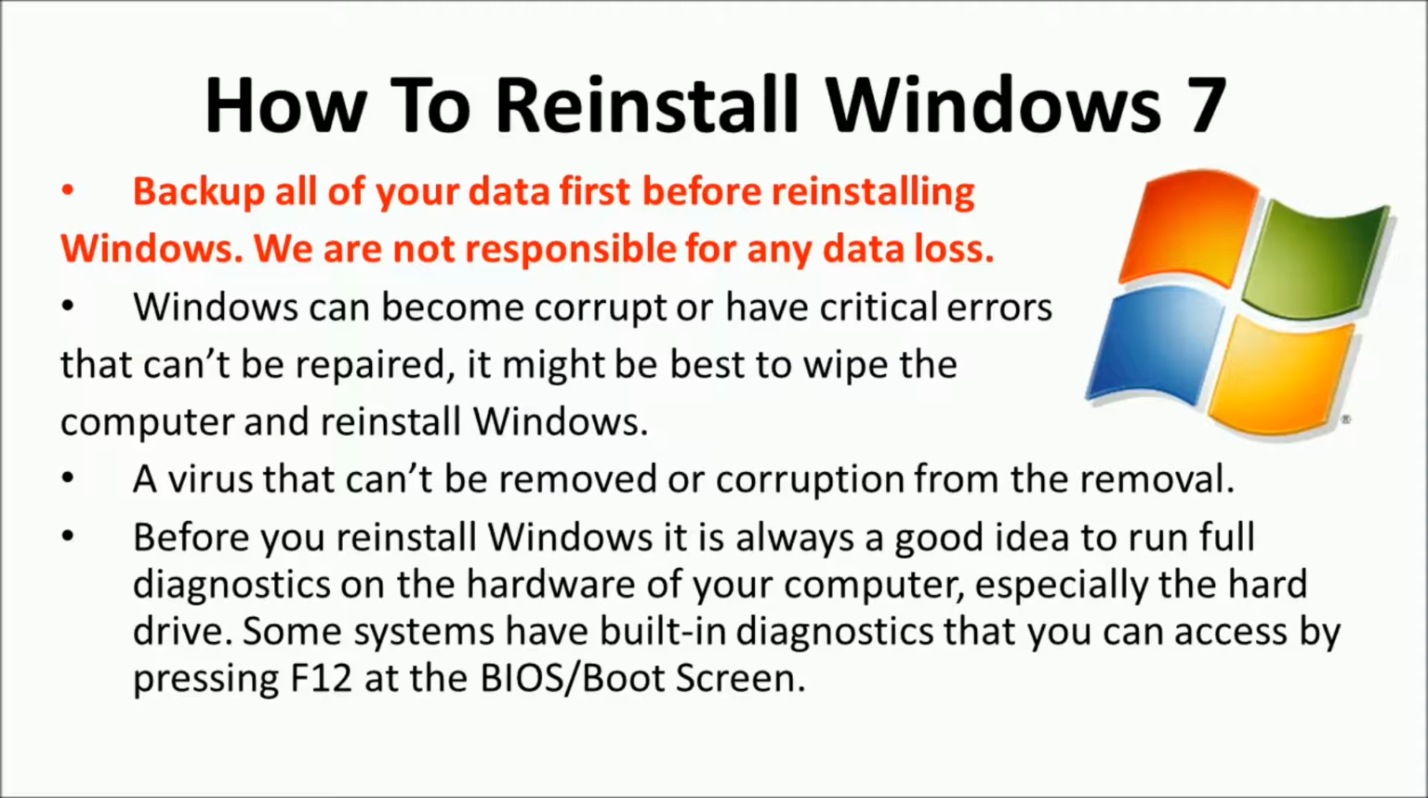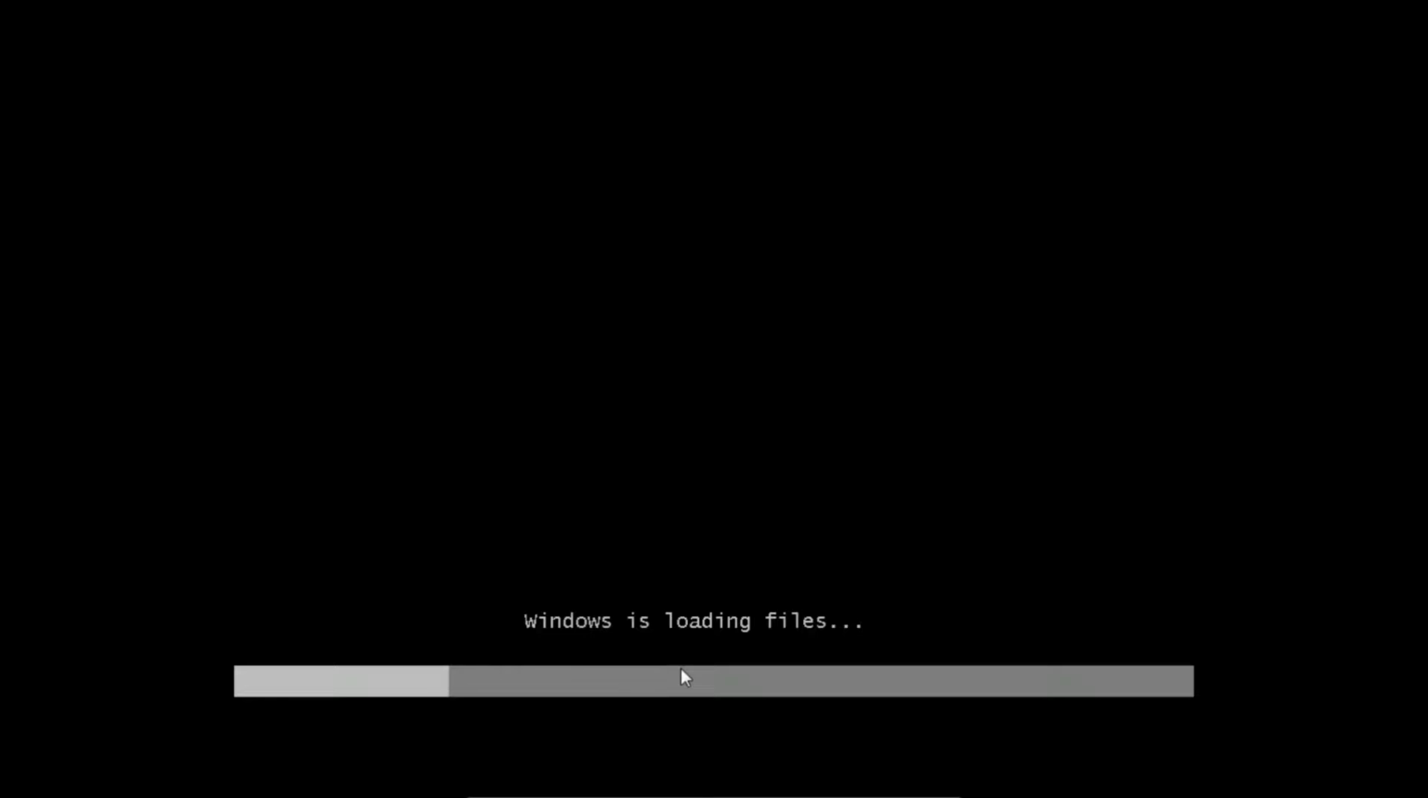Let's get started. So you're going to go ahead and boot up to your Windows installation CD. On most computers, it'll be F12 for the shortcut key to get to the boot menu, and then you choose your CD-ROM drive. It depends on your model and manufacturer of computer.